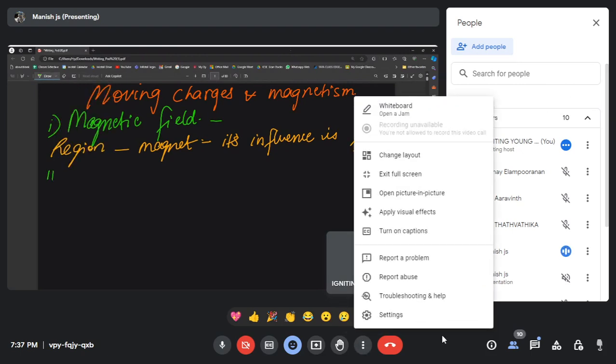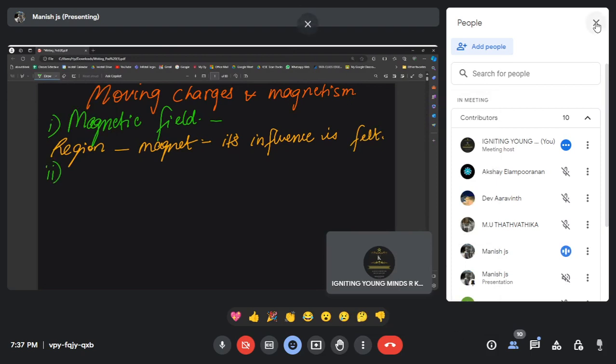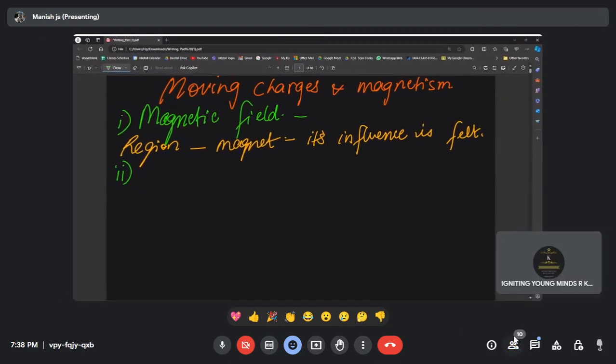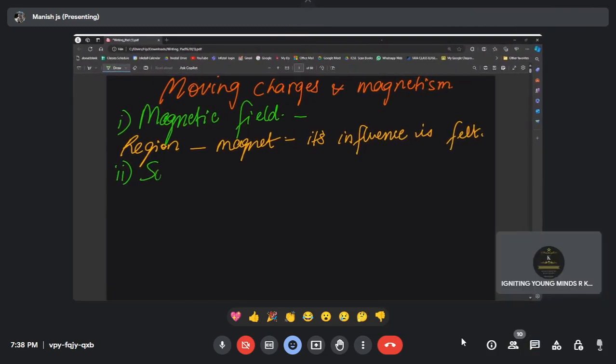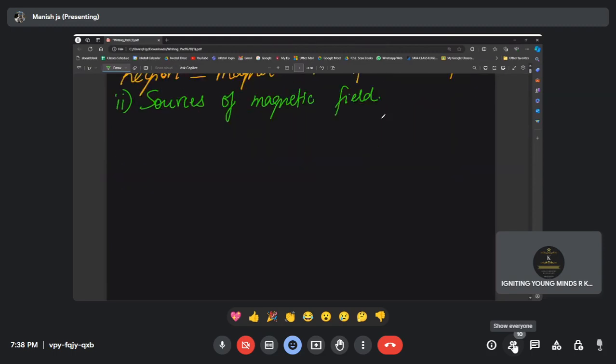So having understood what magnetic field is, we now try to understand what the different sources of magnetic field are. Okay. So we will see what the sources of magnetic field are. Magnetic field can have different sources. Various sources can be there. Now, what do you mean by sources? That is the origin of magnetic field. What are the substances that can create the so-called magnetic field around them?